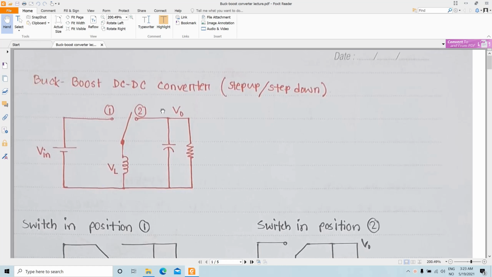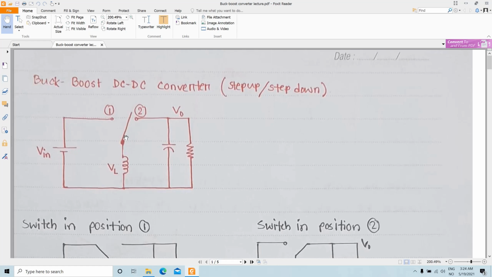In the buck boost DC-DC converter, within the same converter we have both step up and step down operation. The basic circuit diagram of the buck boost type of converter is shown here. You can see the input voltage is V in here, and then we have an inductor, and on the output side we have a capacitor and a resistor.